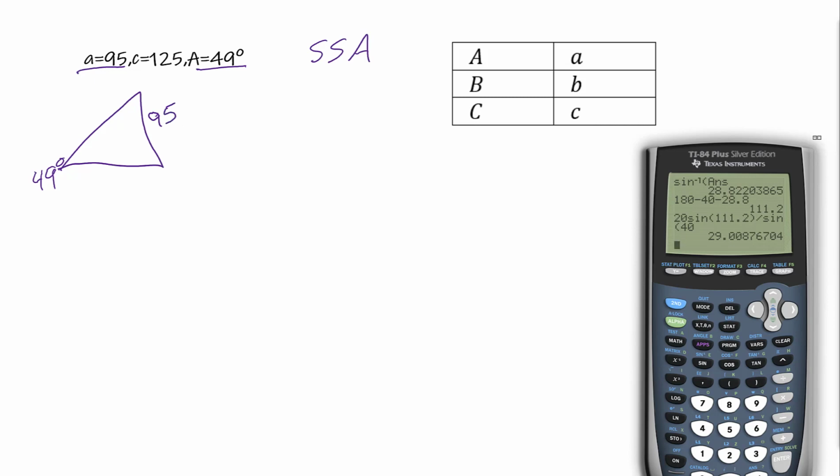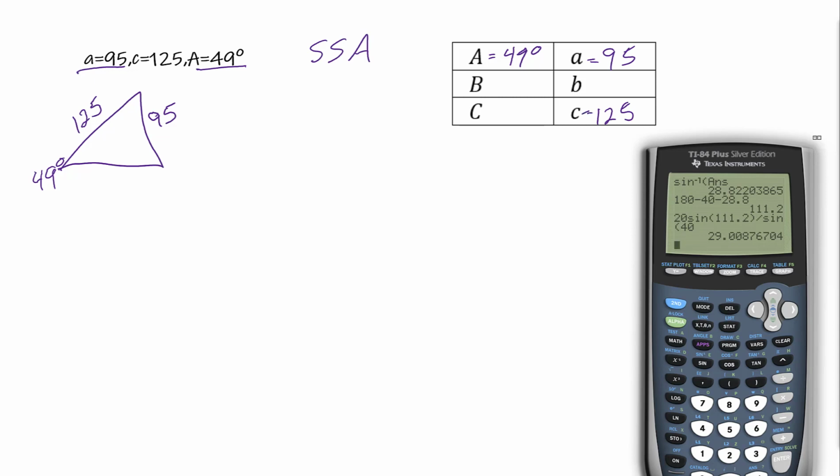And the side in between, we could put it at the top or the bottom, it doesn't matter. Side in between is 125. So let's put those up here. 49 degrees and 125 is C and 95 is A.